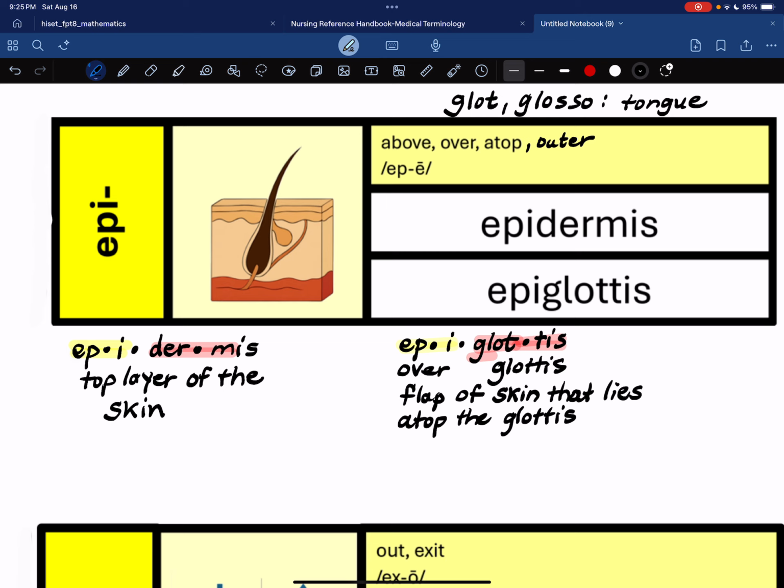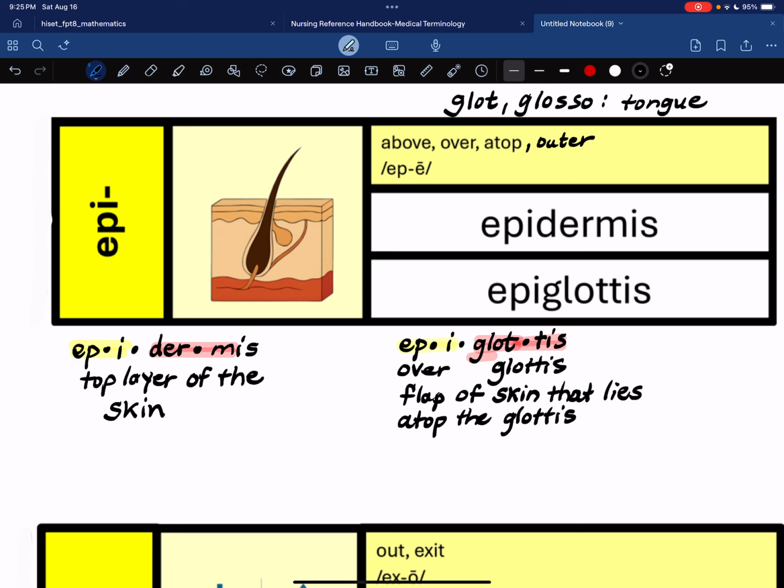And I've mentioned my mother before. She has a deep brain stimulator that has affected her epiglottis, and she can't swallow effectively. Her epiglottis does not close when it's supposed to, so food goes into her windpipe, which is a very dangerous situation.